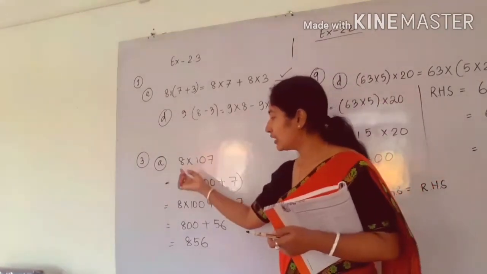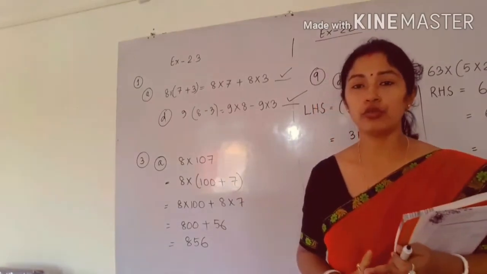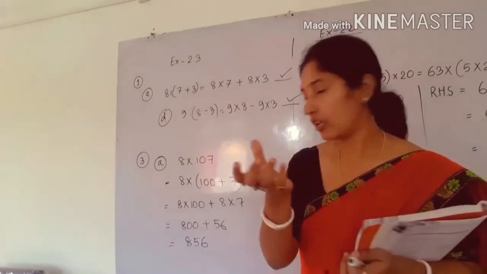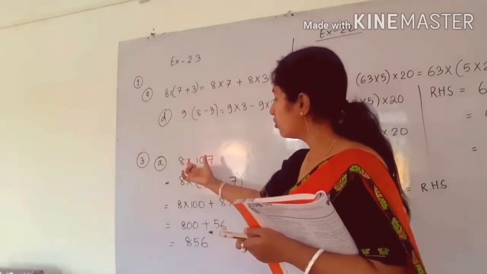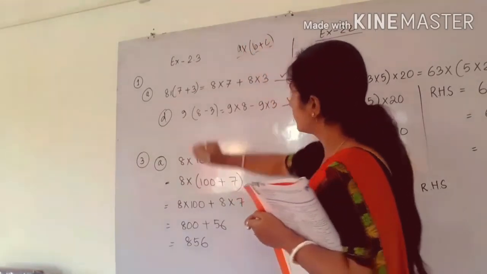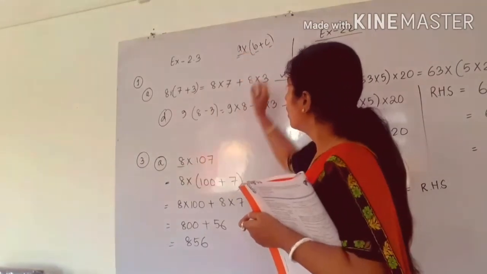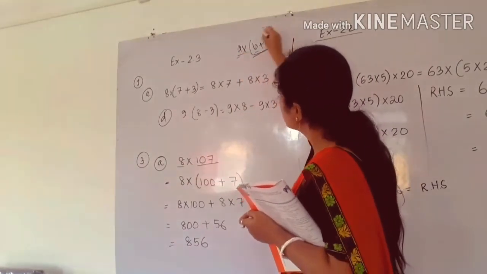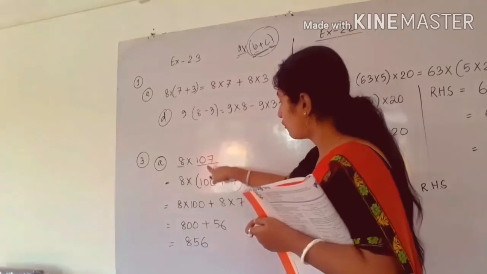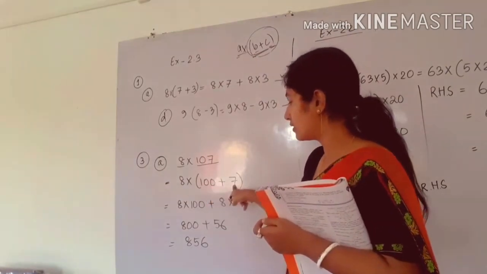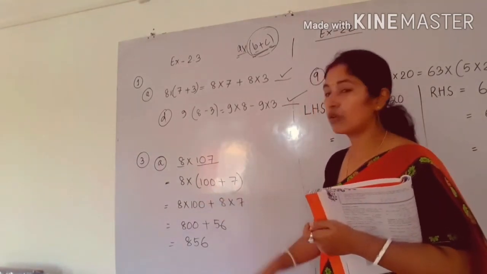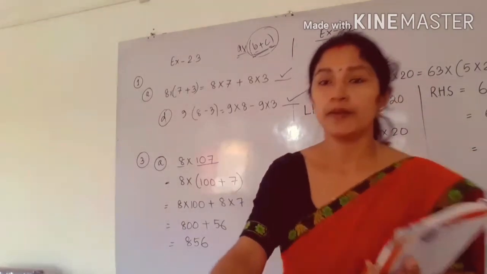No doubt you can multiply 8 and 107 directly, but here you have to use the distributive property, and in the distributive property you have to break the terms. If there are only two terms, you have to make three terms, because here we have three numbers A, B and C. A is there, but 107 is written in place of B and C, so you have to break it into two numbers, B plus C. So 8 distributes over 100 and 7. So 800 plus 56 will be 856.